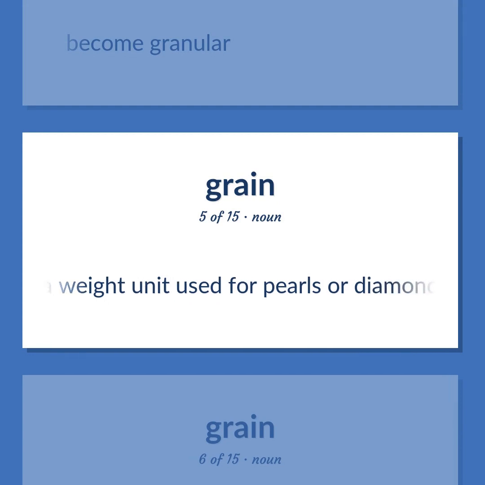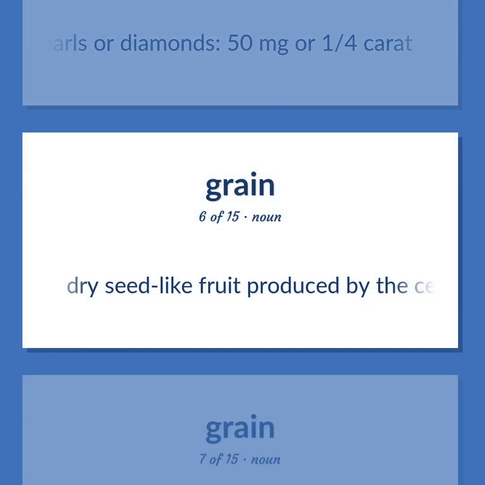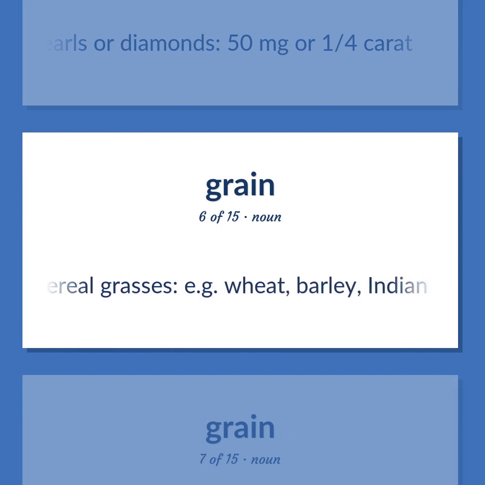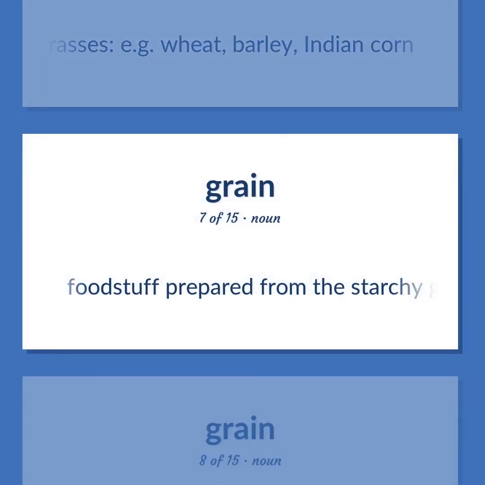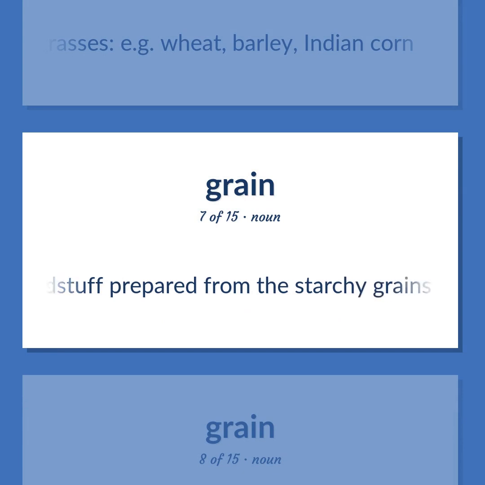A weight unit used for pearls or diamonds, 50 milligrams or 1/4 carat. Dry seed-like fruit produced by the cereal grasses, e.g. wheat, barley, Indian corn. Foodstuff prepared from the starchy grains of cereal grasses.